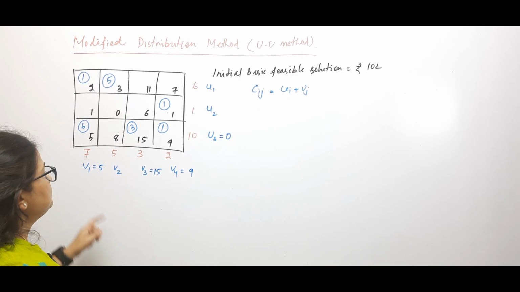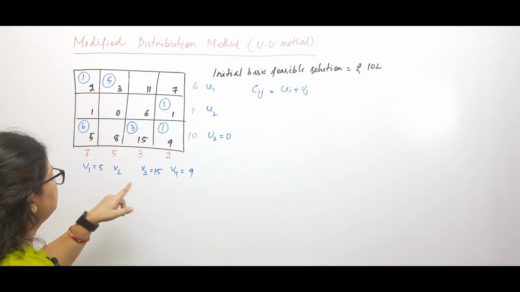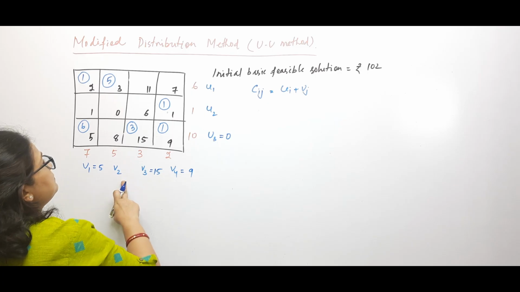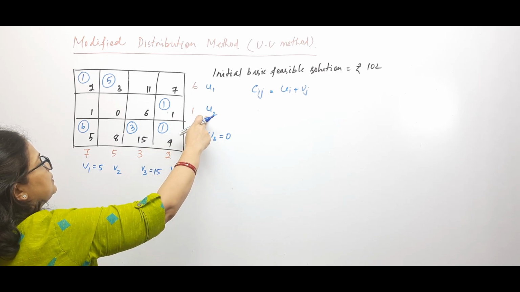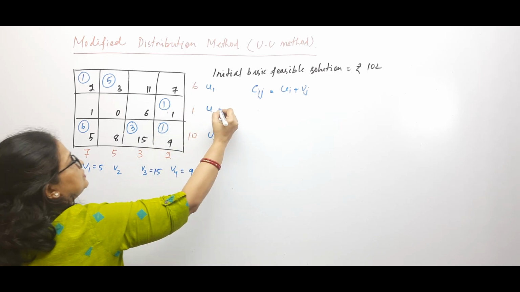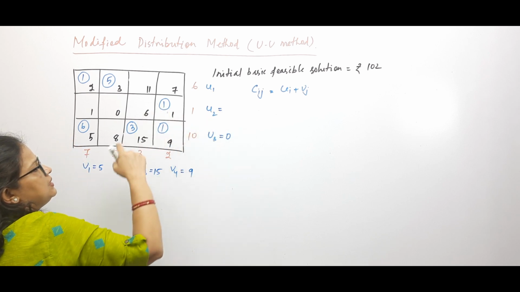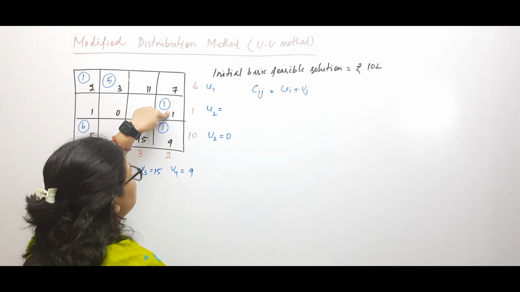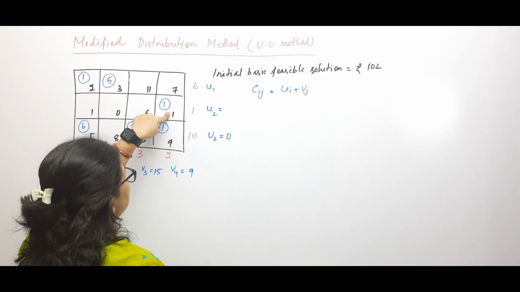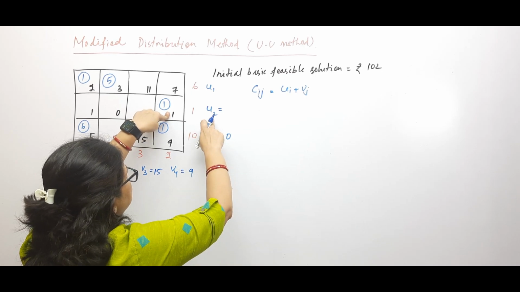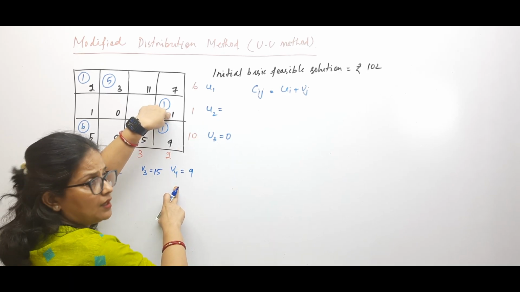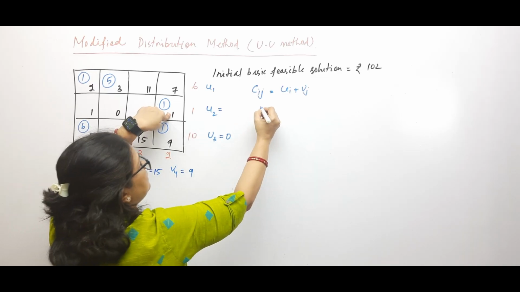In this way, we will calculate V1, V3 and V4. What is the value of U2? For U2, if you see, Cij is 1 here, 1 equal to U2 plus V4. Means here I can write 1.